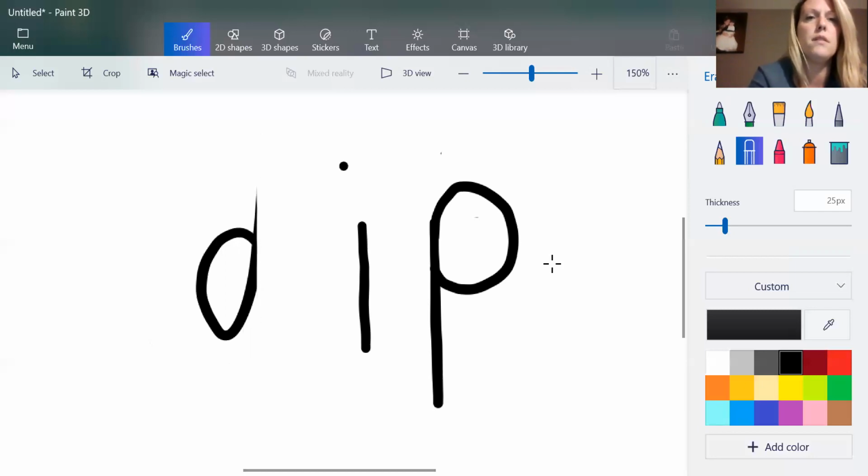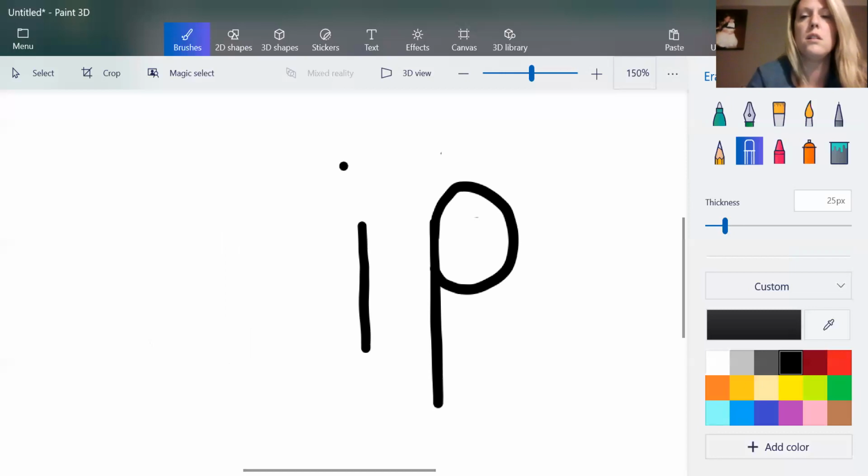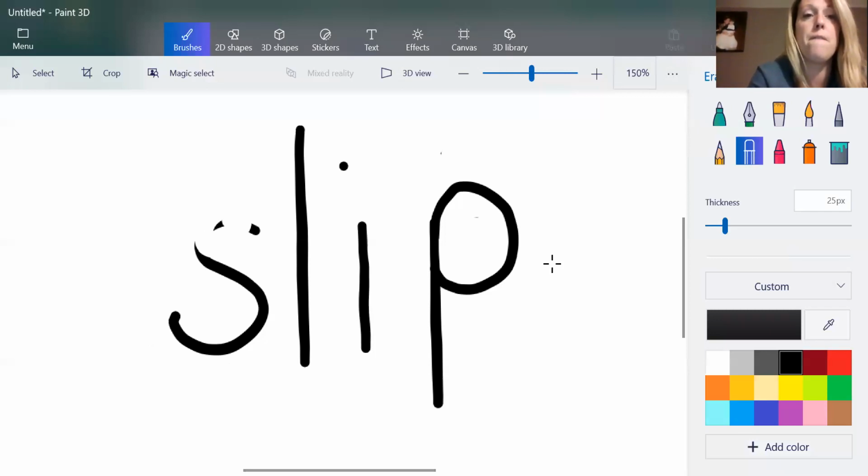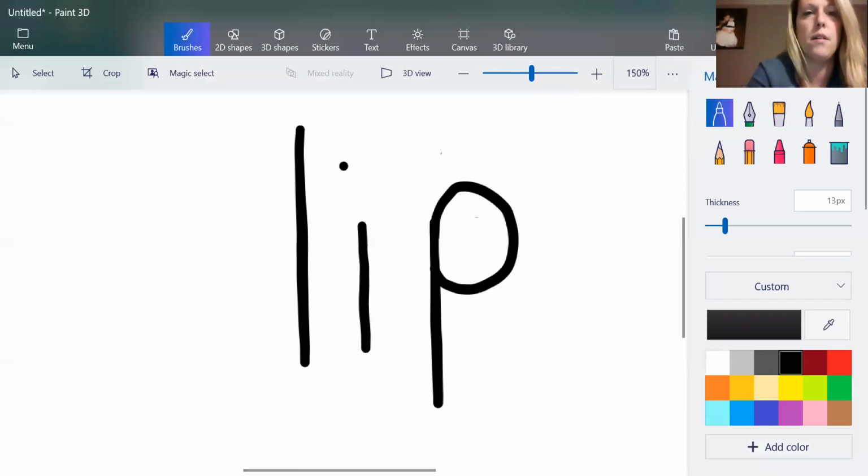Okay, there's lots of different ways that we can tap out those words. Okay, d, ip, dip. Now I'm going to take away d and change it to sl, sl. And then I'm thinking about that and I start off with the sl. Okay, it's two sounds together. It's a blend that we've talked about. Sl, ip, sl, ip, slip. Good.